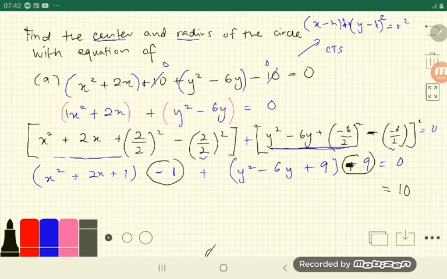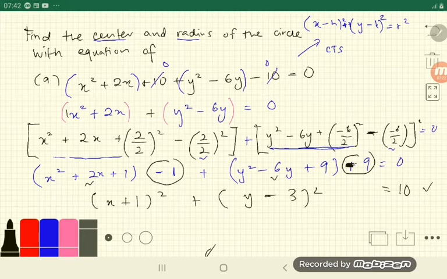And for this part, let us factorize it. You get (x plus 1) to the power of 2 plus, for this part if we factorize it, you are supposed to get (y minus 3) to the power of 2, since the square root of 9 is 3. Okay, so this is basically the equation of your circle.